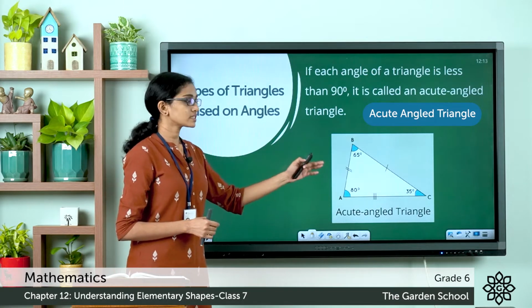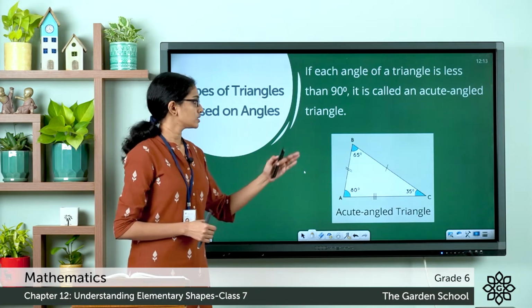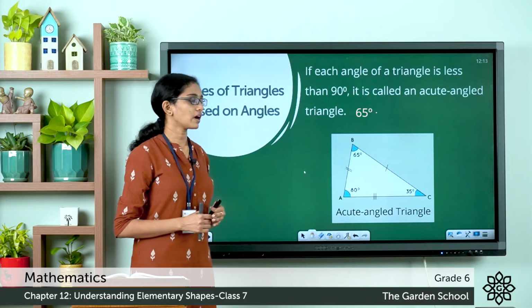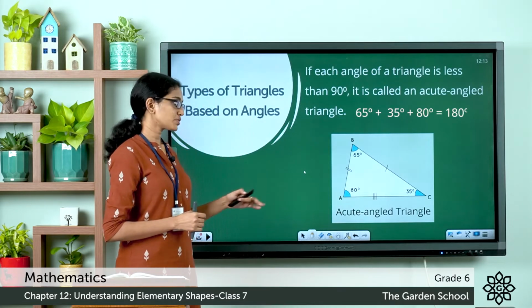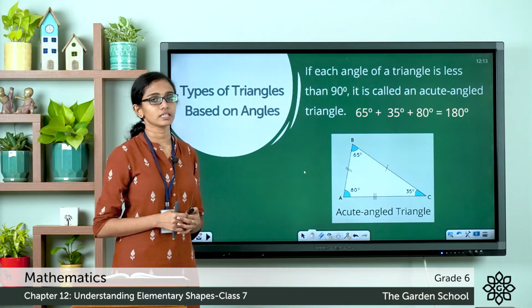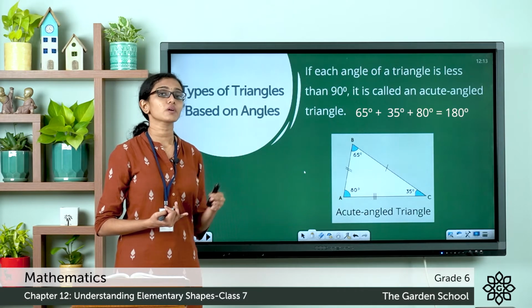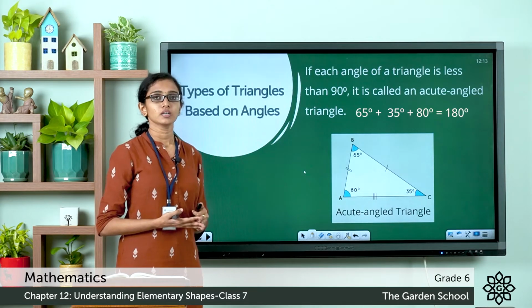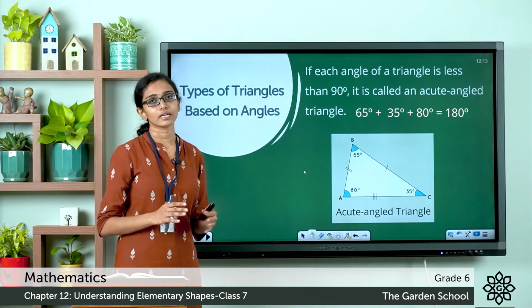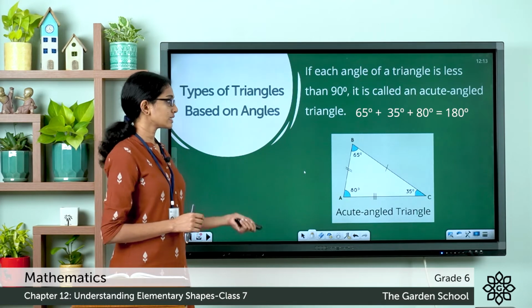Now take the sum of all the angles. 65 plus 35 plus 80 equals a total of 180 degree. So it doesn't matter what the length of the sides of a triangle are, the sum of all its interior angles will be equal to 180 degree. Now let's see the next type.